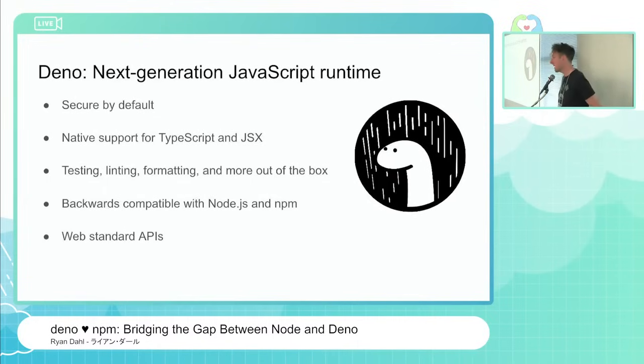It has native TypeScript support. I'll talk more about that. It has built-in developer tools like testing and linting and formatting, all out of the box and available for you. It's backwards compatible with Node and NPM, and I'll talk more about that. And it really tries to narrow the gap between what browser JavaScript is doing and what server-side JavaScript is doing. So APIs that are available in the browser, like fetch, should work out of the box in Deno. And we go very deep in this respect.